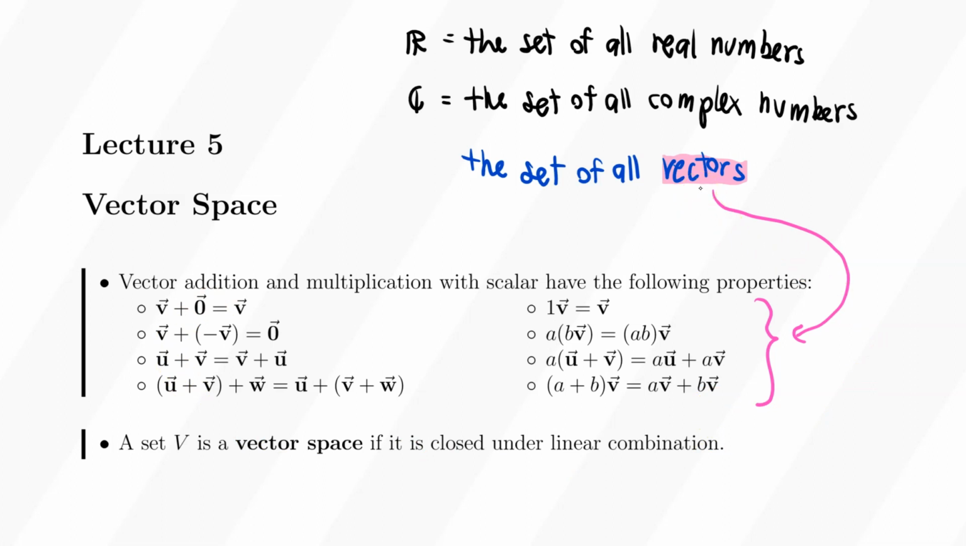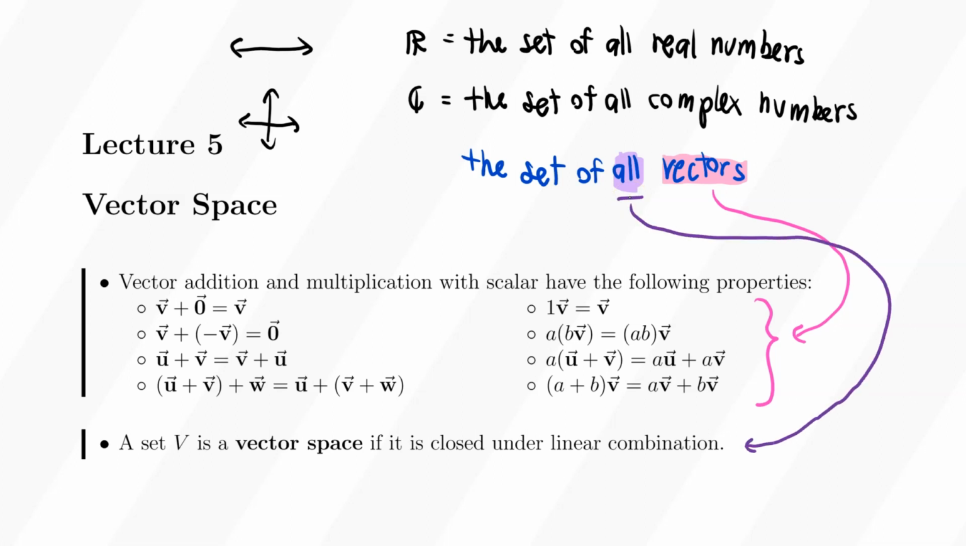Now, what do I mean by all vectors? We knew that when we have the set of all real numbers R here, this is already all the real numbers, all those things on the number line. And this C here is the set of all complex numbers, so it's all the complex numbers on the complex plane. But how do I make sure that whenever I make a set of vectors, they are already all the vectors that there are? Well, the way that I can guarantee that is to look at the linear combination.